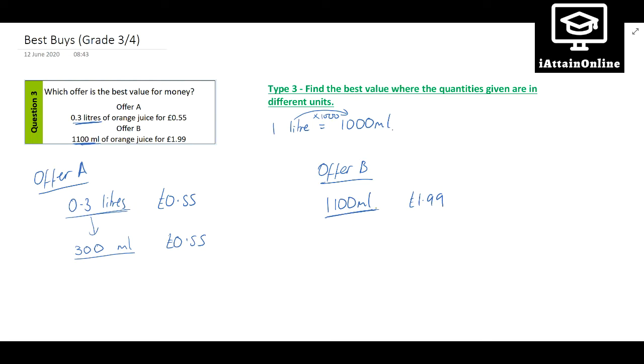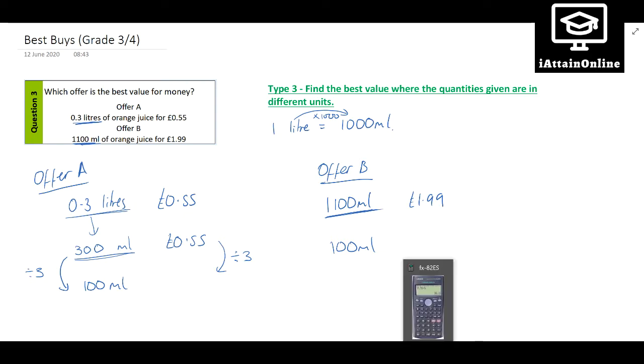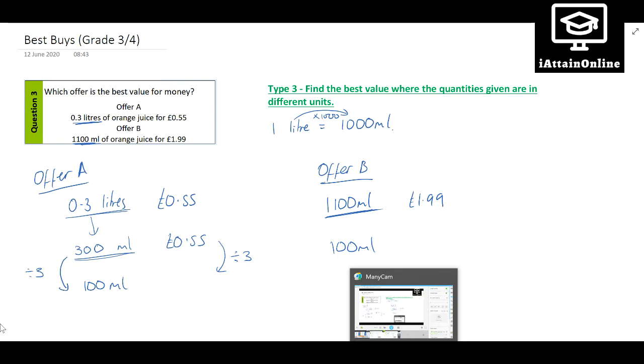So if I think of a nice number that goes into both 300 and 1,100, I'm going to find the cost of 100 millilitres. Again, you could find the cost of 50 millilitres, 10 millilitres, 20 millilitres, because all of those numbers go nicely into both 300 and 1,100. Okay, so if I have the cost of 300 millilitres, if I divide that by 3, that will give me the cost of 100 millilitres.